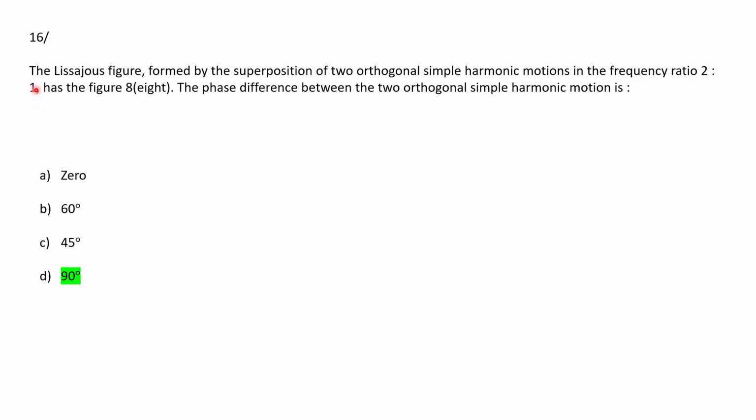Then the Lissajous figure formed by the superposition of two orthogonal simple harmonic motions in the frequency ratio 2:1, that is omega 1 and omega 2 are in the ratio 2:1, has the figure 8. The figure that is formed is an 8. Okay, the phase difference between the two orthogonal simple harmonic motions is, so here our option will be 90 degrees, which is the correct option.